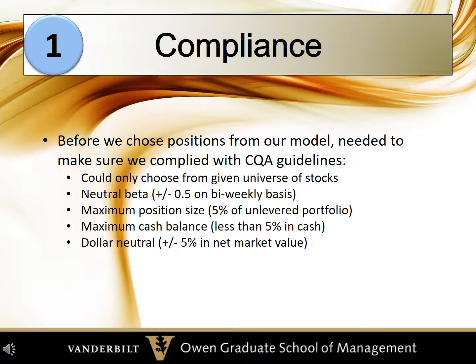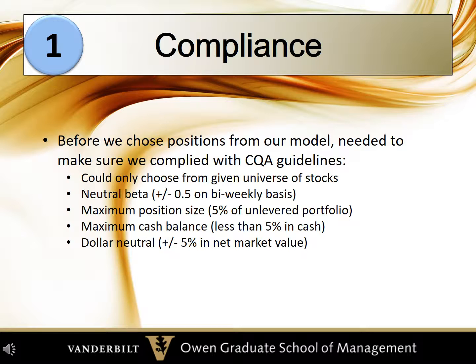A large part of this challenge is staying within given guidelines and complying with the rules that CQA set forth. This affected our model in a number of different ways. We were given a certain universe of stocks to use, and because of this, some of our top and bottom performers couldn't be used when we were choosing our positions. Another factor was the neutral beta. We had a difficult time creating a portfolio from our list of stocks that gave us a beta within plus or minus 0.5 points.